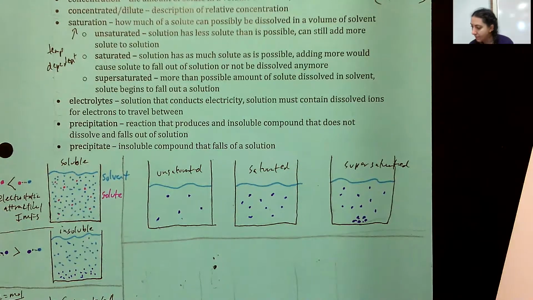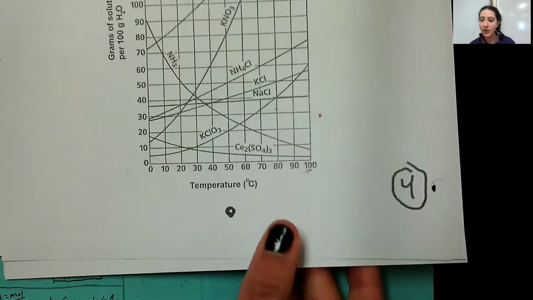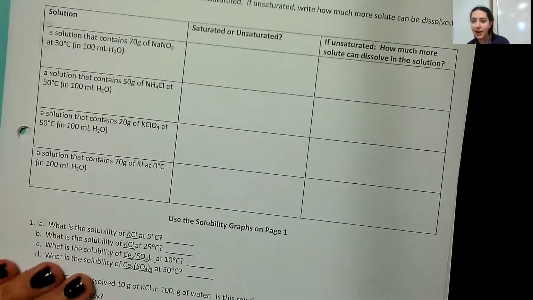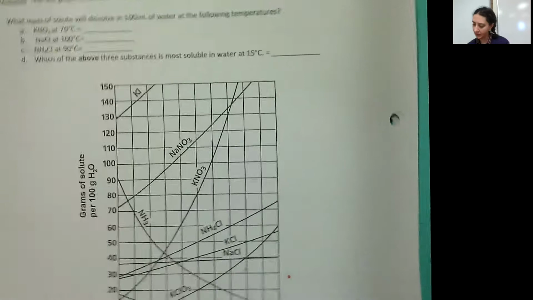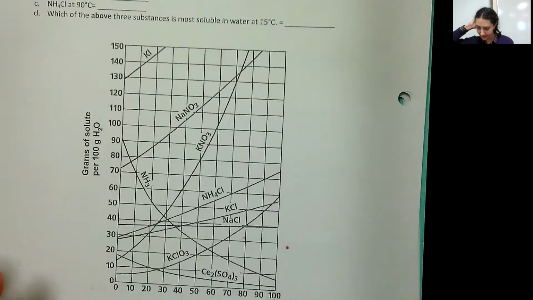Let's talk about the packet. Yeah, I think it's time to go into the packet. So taking a look at the packet, you are going to see a solubility curve. So we're going to be working on pages 4 and 5 and 6, and they all refer to this one graph. This is called a solubility curve. So let's figure out what's up with this.